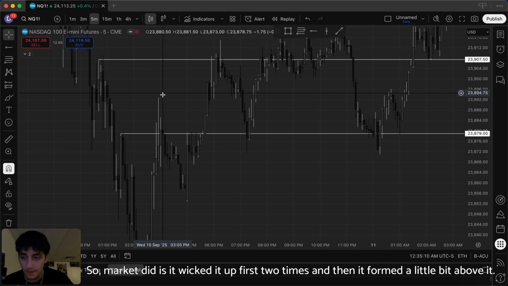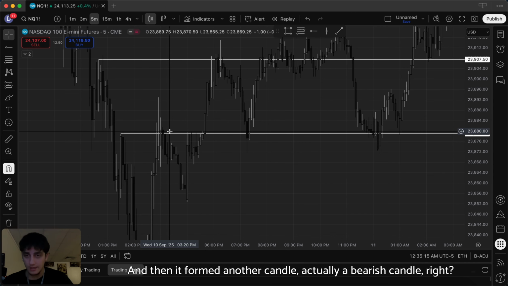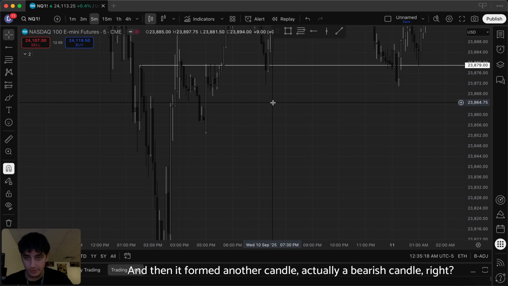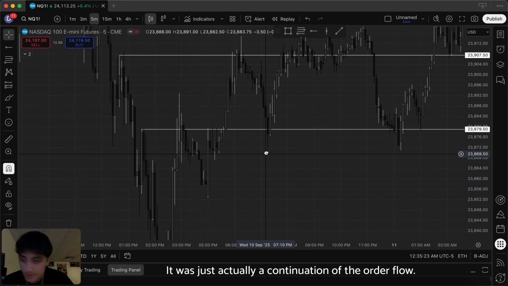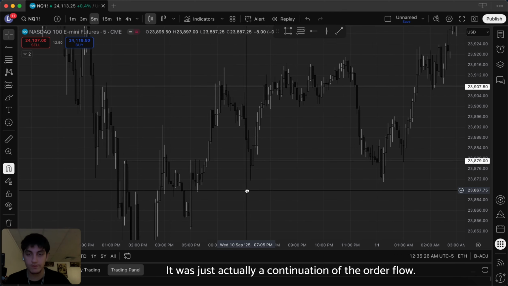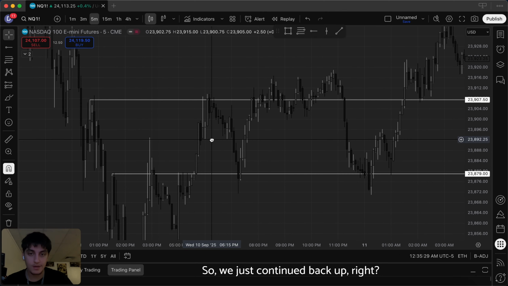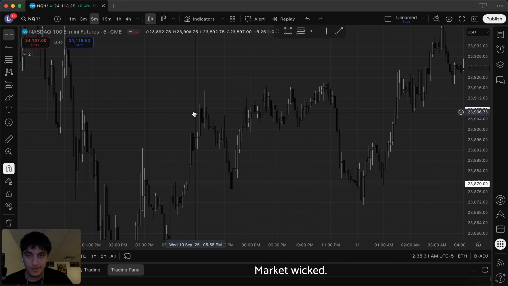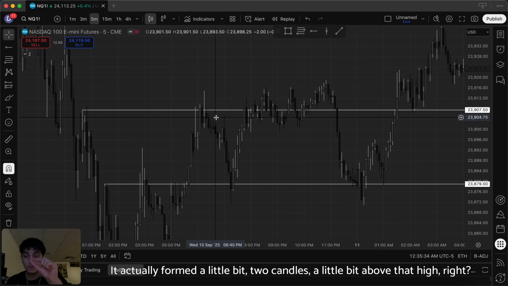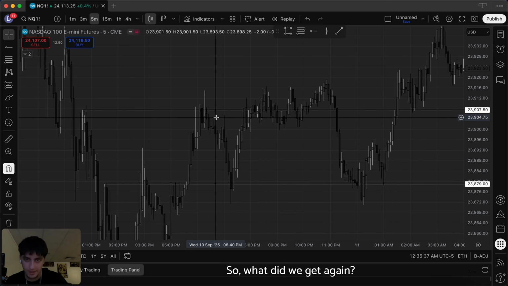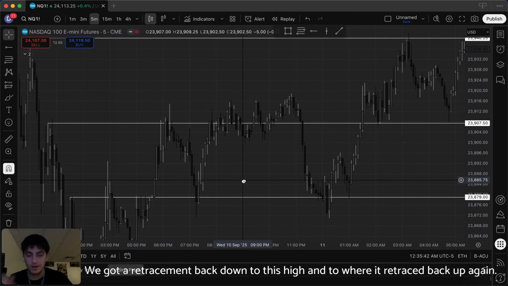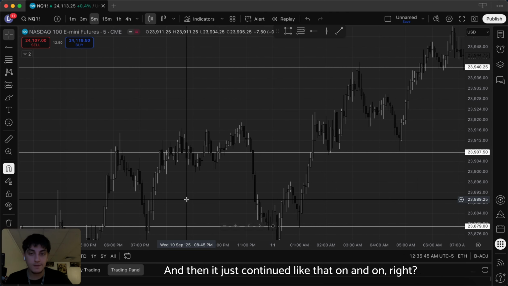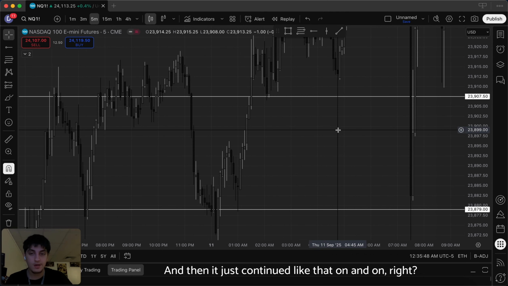So what the market did is it wicked it at first two times, and then it formed a little bit above it, and then it formed another candle, actually a bearish candle. Then we went down, we broke that. It was actually just a continuation of the order flow, so we just continued back up. The market wicked. It actually formed two candles a little bit above that high. So what did we get again? We got a retracement back down to this high, where it retraced back up again, and then it just continued like that.